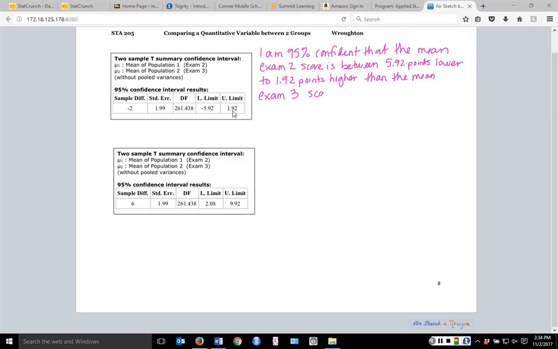So notice with this interval, it includes 0. Right? So if I go from a negative number to a positive number, I include 0. That's why it's between this much lower to this much higher. So it could be lower, it could be higher, it could be the same, since 0 is inside of that interval. Finally, we have one where we have positive and positive.